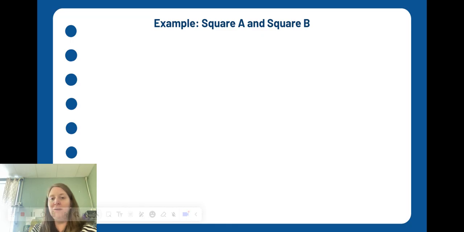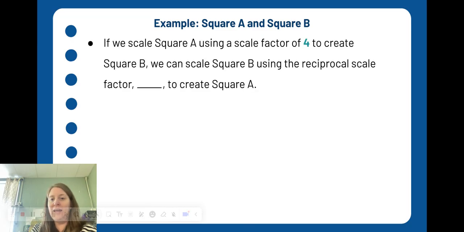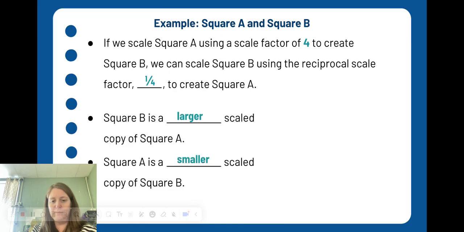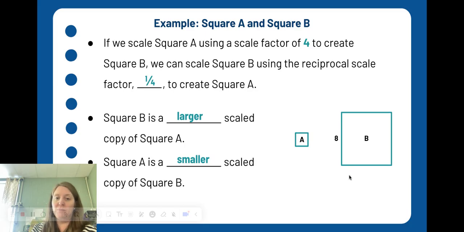In our final slide, we have got an example, square A and square B. Let's go ahead and put this in here. There's square A, there's square B. If we scale square A using a scale factor of 4 to create square B, then we could scale square B using the reciprocal, and the reciprocal of 4/1 or 4 would be 1/4. So we could use the reciprocal scale factor of 1/4 to create square A.